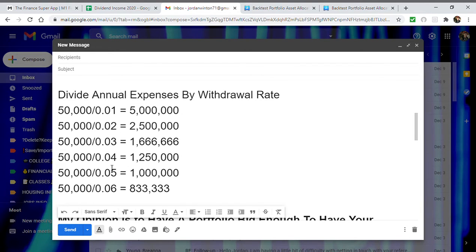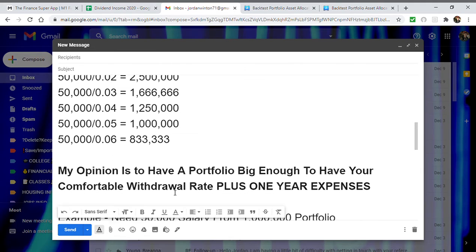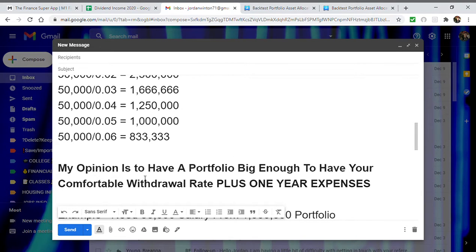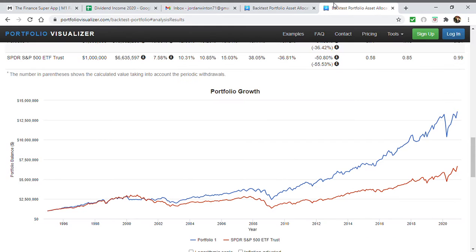At the 4% withdrawal rate, which is what a lot of people recommend, you would need $1.25 million. At a 5% withdrawal rate, you would need $1 million. And then last but not least, at a 6% draw rate, you would need $833,000. I wouldn't really recommend anything past a 6% withdrawal rate, because once you get over those numbers, you're starting to get pretty risky. But my opinion is to have a portfolio big enough to have your comfortable withdrawal rate plus 1 year of expenses. And I'm about to show you why that is so important.